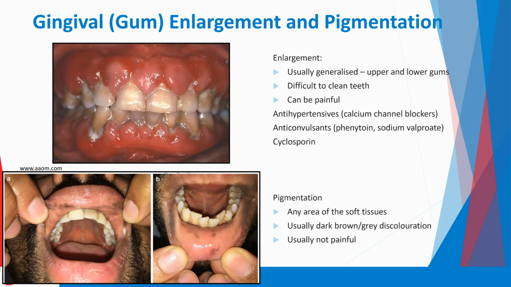The lower photos show a gentleman that has developed pigmentation in relation to medication that has been used to help with his environmental allergies. And you can see in his case that there is this dark pigmentation which is affecting the lining of his upper and lower lips. It can affect any of the soft tissue lining, so not only the lips but also the roof of the mouth and inside the cheeks, and also sometimes the gums. It usually presents as a dark brown or grey discoloration and is usually not tender.